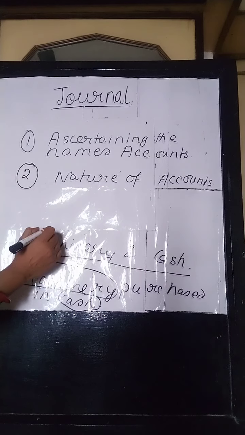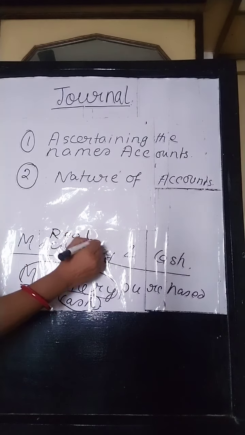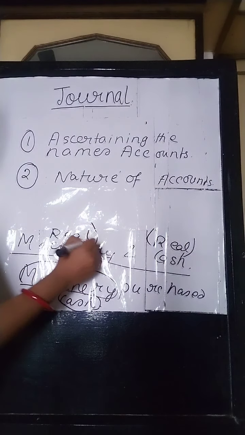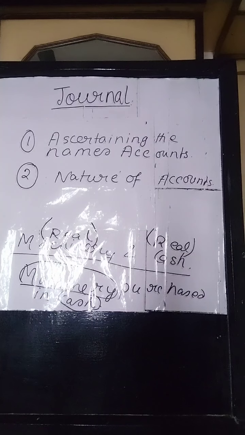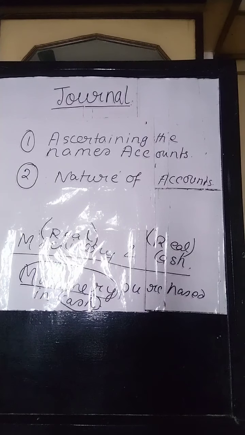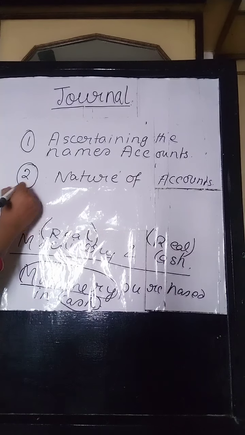Machinery is a real account and cash is also a real account. In this way the types of account are to be ascertained. First the name is to be ascertained and second the type of the account is to be ascertained. These are the first two steps of journalizing. The third step is choosing the approach to be followed.